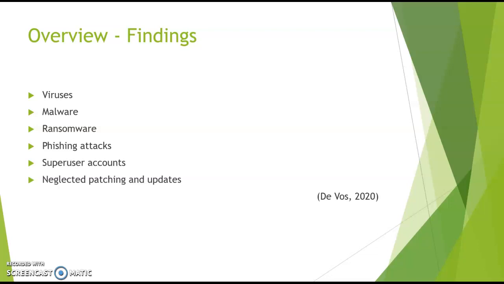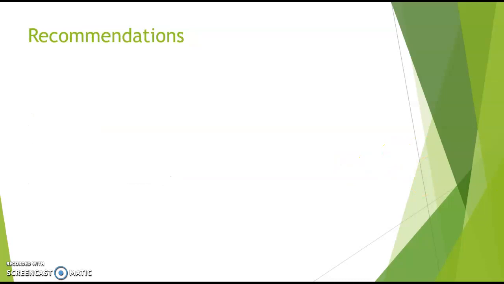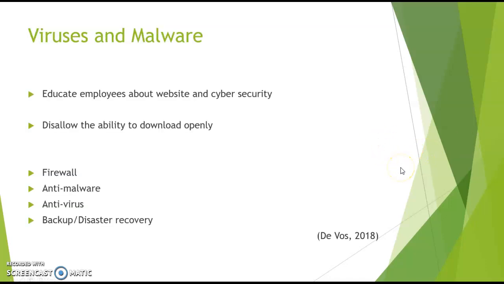Lastly, we found that the patches and updates that should have been completed are very behind, and this also leaves the system very vulnerable because it is not using the highest levels of protection. So with this information, I will go further into detail of each vulnerability and threat and how we can help solve them. The recommendations will be presented further to this. So let's begin with viruses and malware.